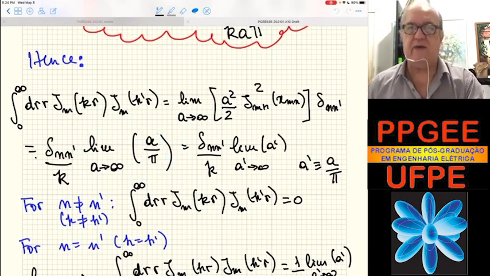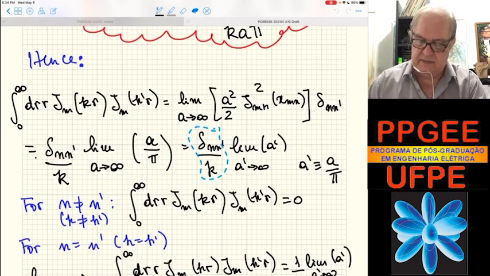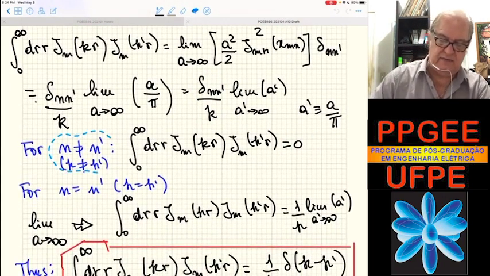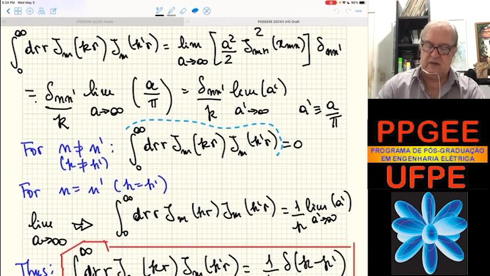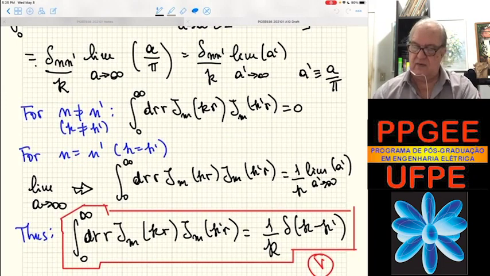So let's make n prime finite. For n not equal to n prime, n different than n prime, the integral is going to be 0. And for n equals n prime, the integral is going to be 1 over k.